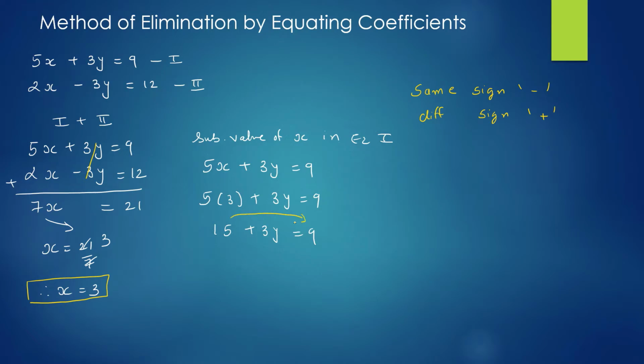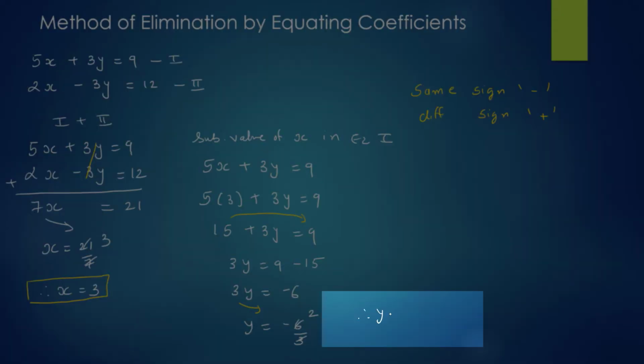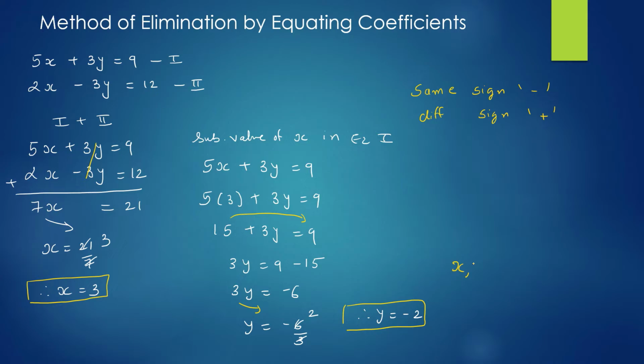This 15 will go to the right side, so 3y is equal to 9 minus 15. 3y equal to plus minus minus, 15 minus 9 comes 6, greater number sign minus. This 3 will go to the divide side, so y equal to minus 6 divided by 3. 3 2s are 6, so the final answer is y equal to minus 2. So the solution is x and y is equal to 3 comma minus 2.